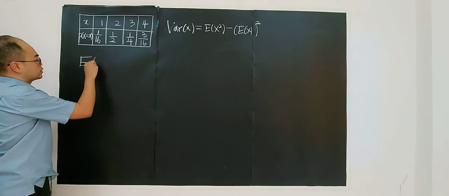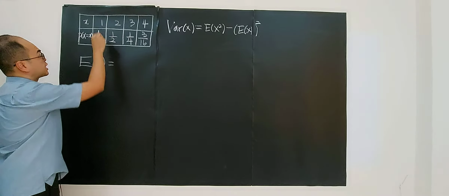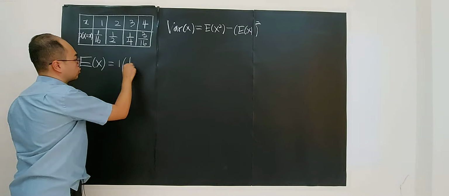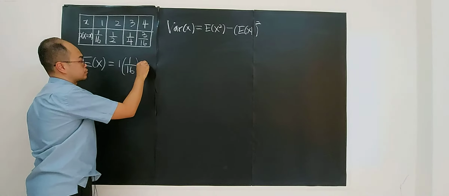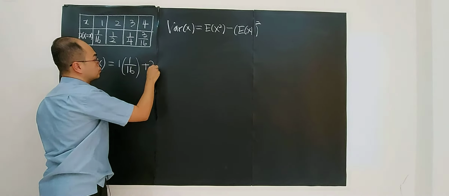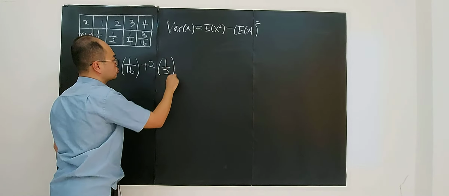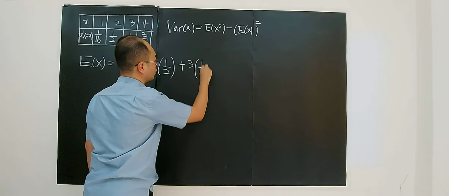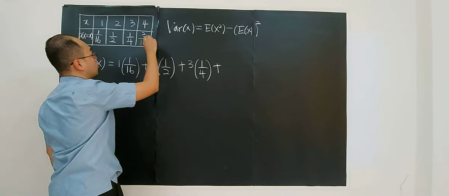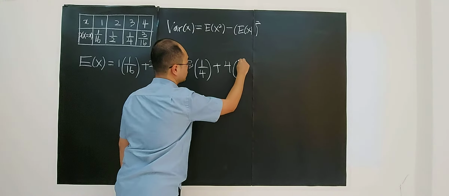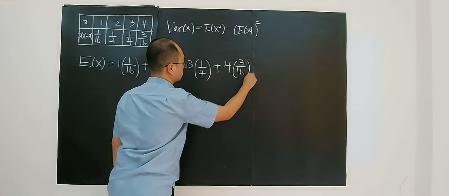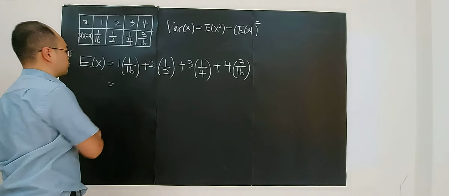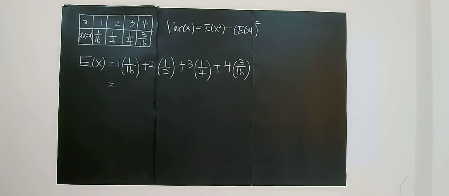E(x) will be 1 multiplied by 1 over 16, plus 2 multiplied by 1 over 2, plus 3 multiplied by 1 over 4, plus 4 multiplied by 3 over 16. Then you calculate, and you can find the expectation of x.